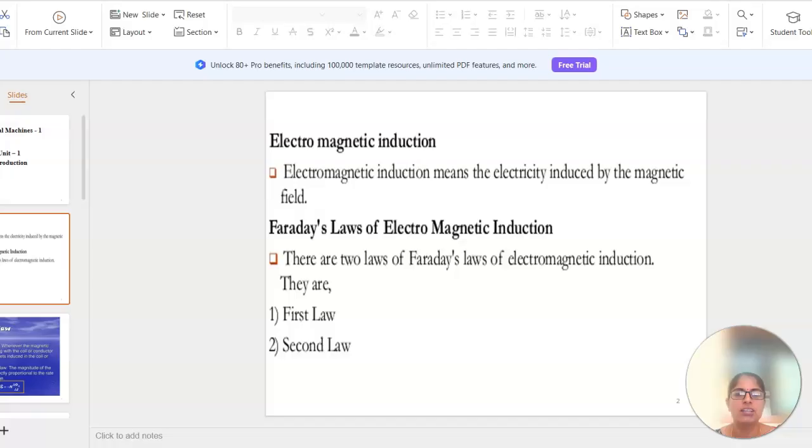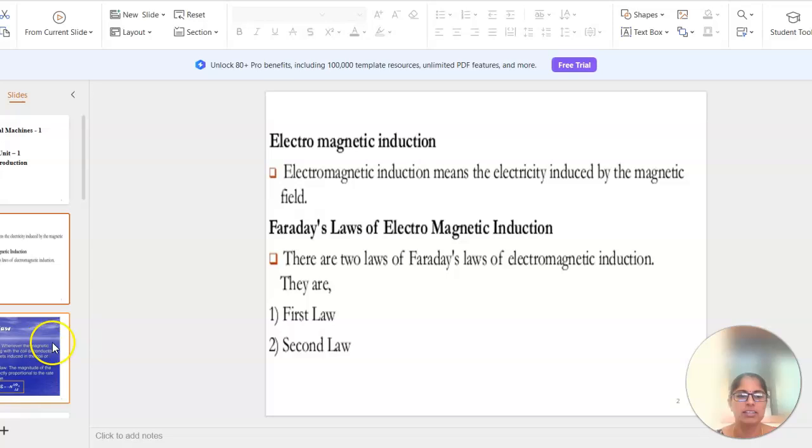In this video, we will see electromagnetic induction. What is electromagnetic induction? Electromagnetic induction means the electricity induced by the magnetic field. This is explained by Faraday's law of electromagnetic induction. There are two Faraday's laws.